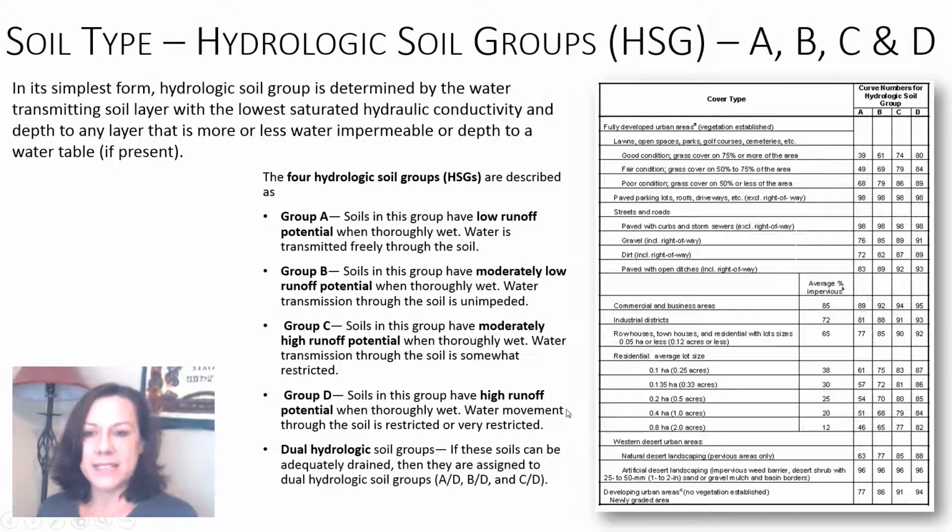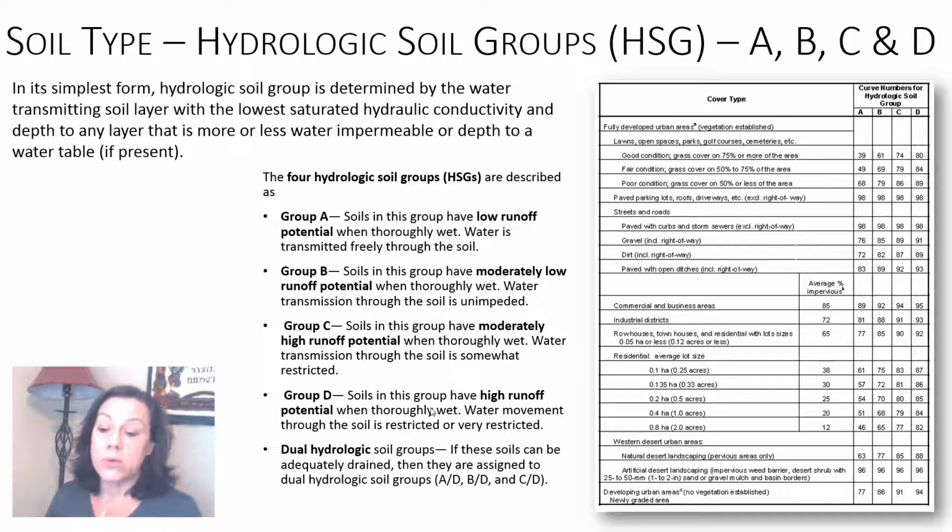And then we have group D, which has the highest runoff. That means that the ground is already usually saturated, no more water's going through, or the ground could be clay. You also have mixed dual hydrologic soil groups. It could be an AD, a BD. Now, how do we figure all this out?